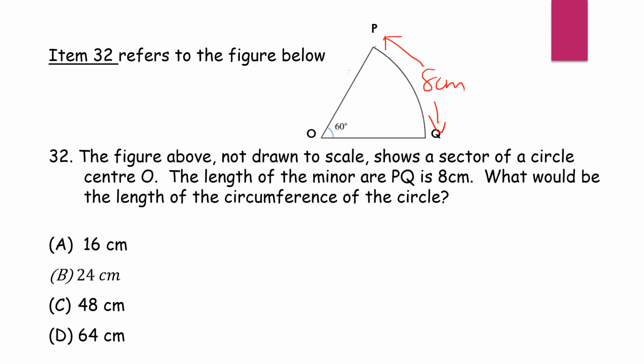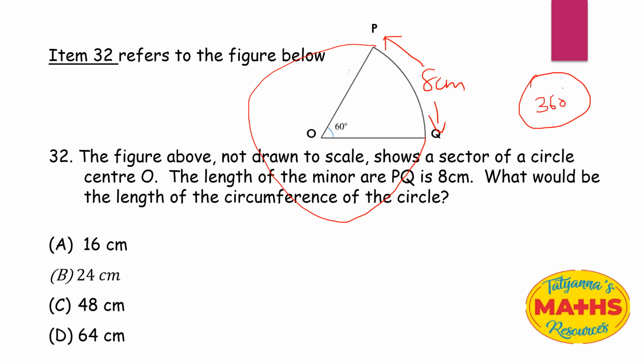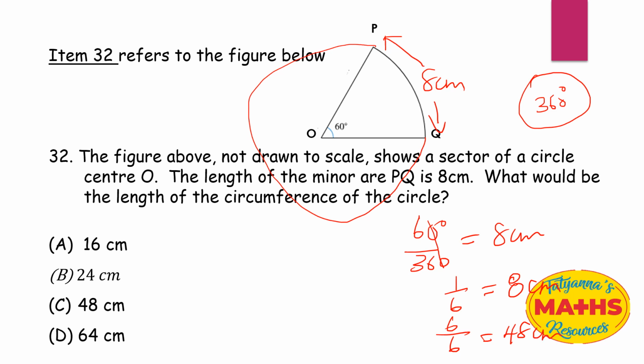So we need to understand that this is part of the circle, like a slice of pizza, and an entire circle is 360 degrees. So if 60 out of 360 is equal to 8 centimeters, right? So let's cancel this. We're going to get 1/6 is 8 centimeters. So you want a total, so that will be 6 over 6. That will be 48 centimeters. So what we have done is multiply 6 by 8 to get 48. So the answer is C.